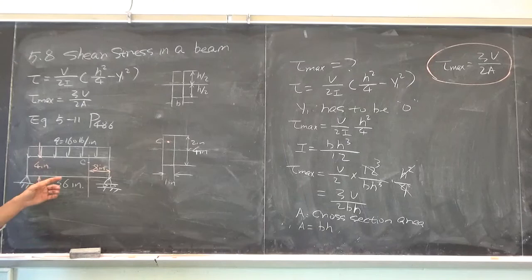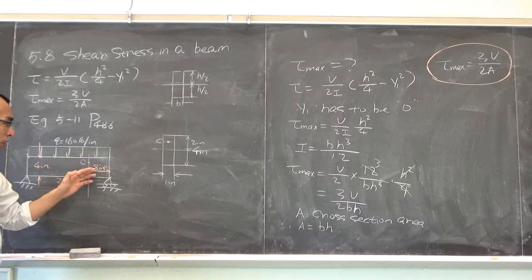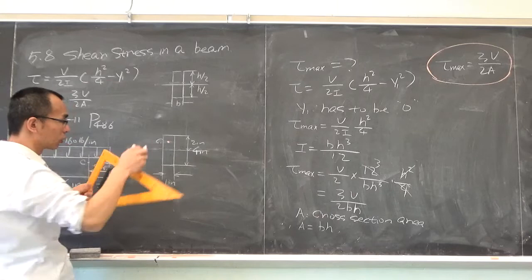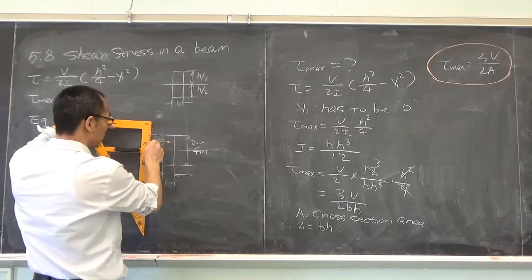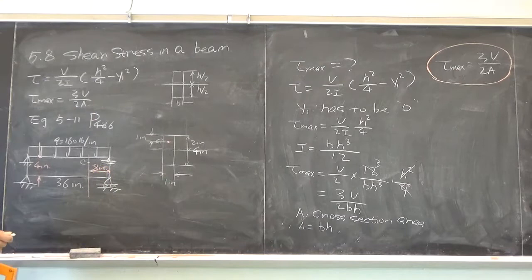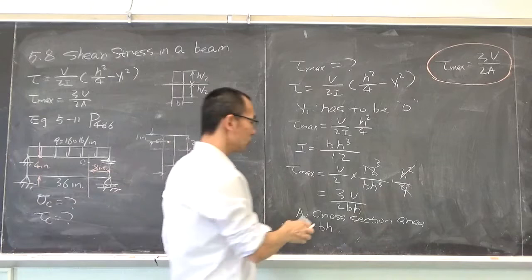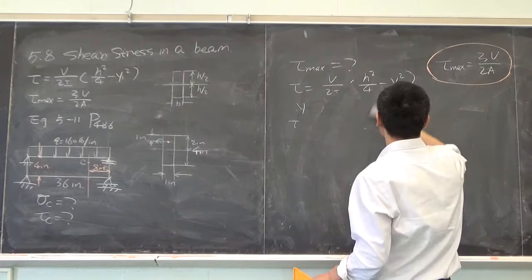Because for this one, we can calculate the shear stress at any point, right? So this is the special point. Again, the location of point C is 8 inch to the right, 1 inch below the surface. And the question is, what's the normal stress at point C? What's the shear stress at point C, right? So now you need to think about how to calculate the normal stress and how to calculate shear stress.